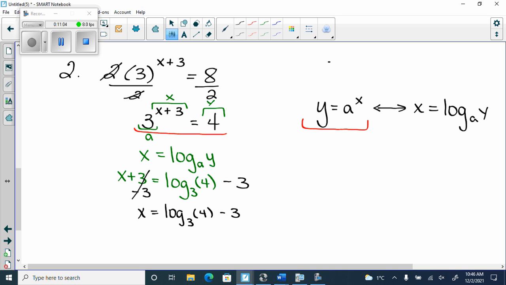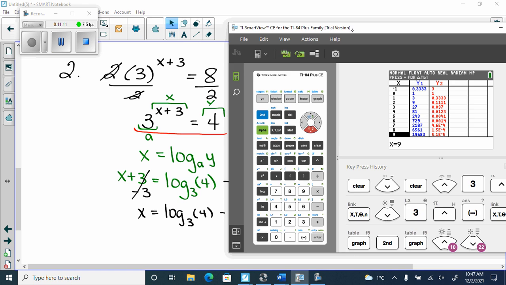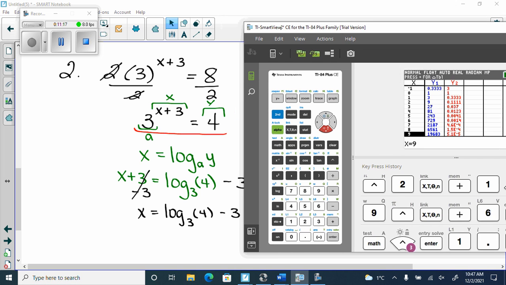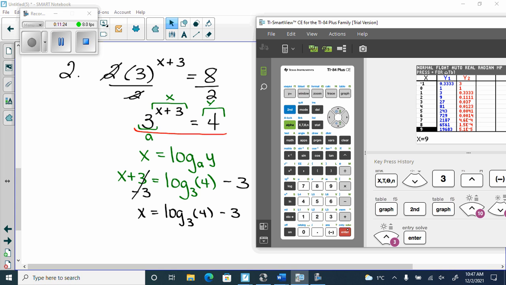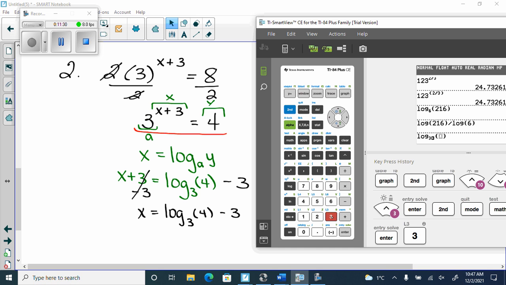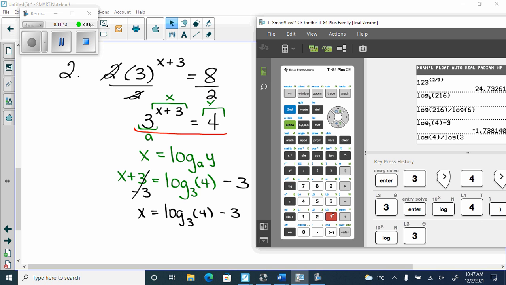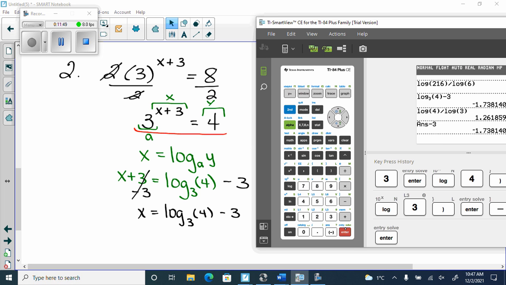Now, in the new calculators, I can go math, arrow up to log base, and literally type it in the way it looks. Math, log base, 3, 4, and the minus 3 does not attach to it. And I get that answer. Or in the old calculators, you'd have to go log 4 divided by log 3, hit enter, and then minus 3. Same answer. It's negative 1.74.